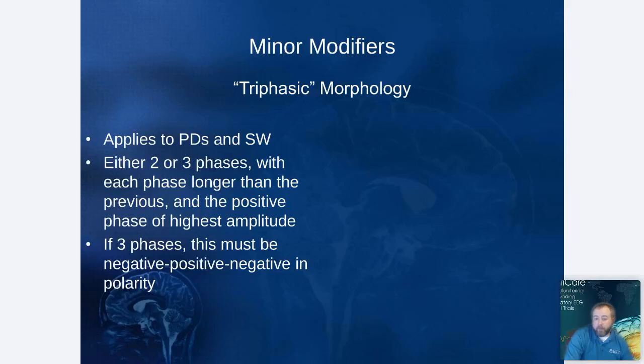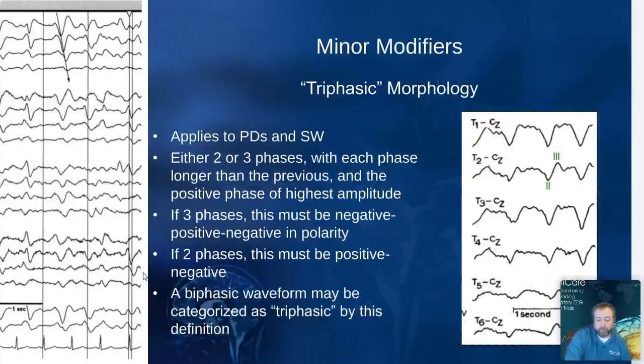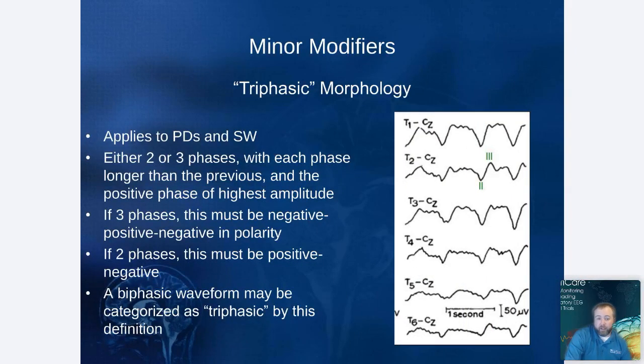Another minor modifier is triphasic morphology, which will apply to periodic discharges or spike wave. Either 2 or 3 phases, with each phase longer than the previous, and the positive phase with the highest amplitude. If 3 phases, this must be negative, positive, negative in polarity. Here you can see GPDs with triphasic morphology. If it's 2 phases, this must be positive, then negative.